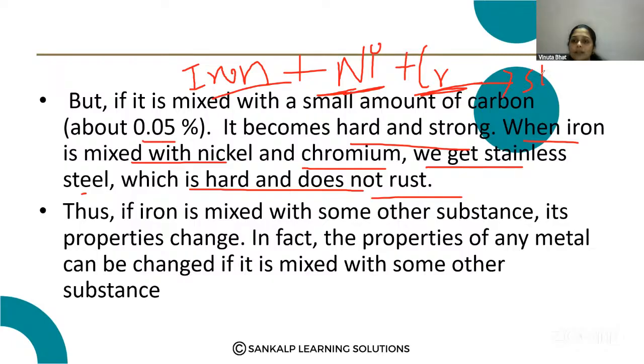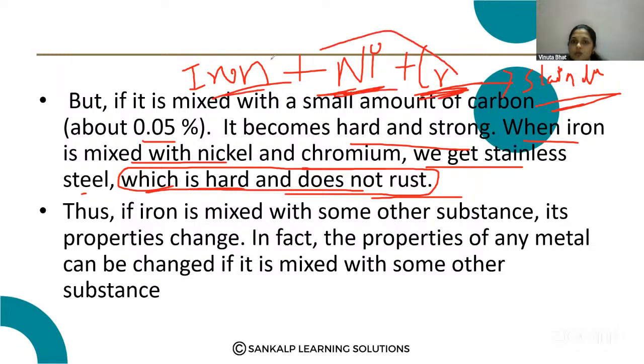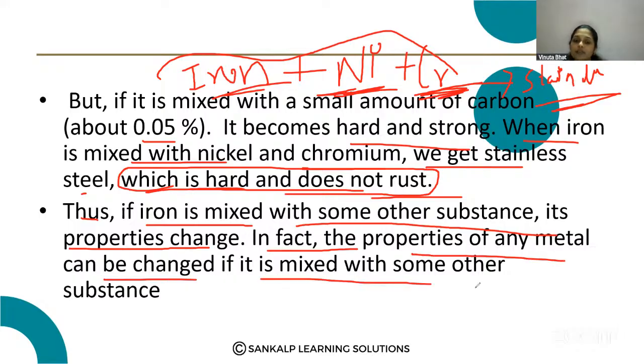That is a commonly used metal nowadays. So we obtain stainless steel, and this is hard and does not rust. This stainless steel will not undergo the corrosion process. So what is the combination of stainless steel? That is iron, nickel and chromium. This is also an alloy. Thus, if iron is mixed with some other substance, its properties change. In fact, the properties of any metal can be changed if it is mixed with some other substances.